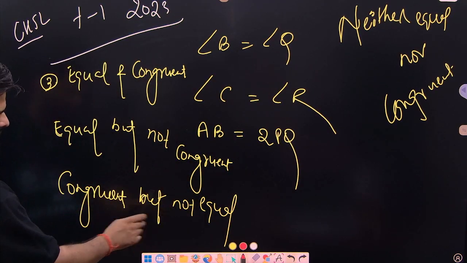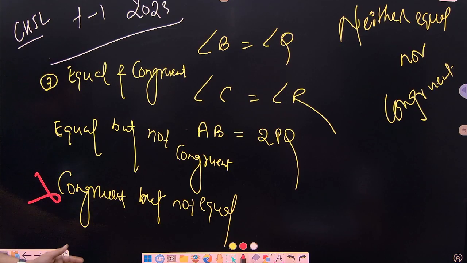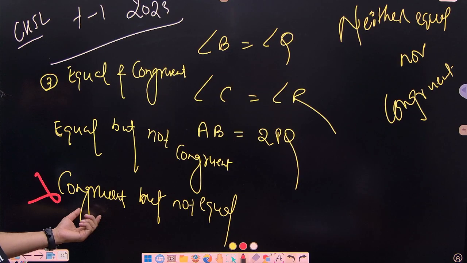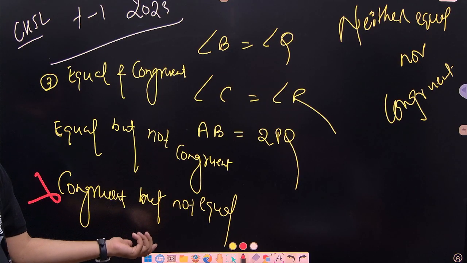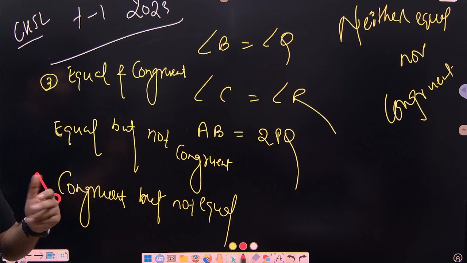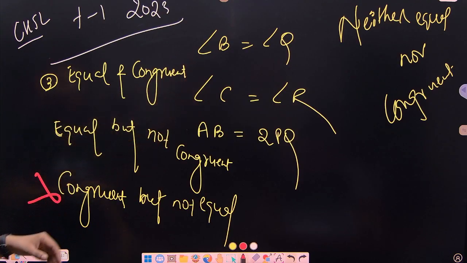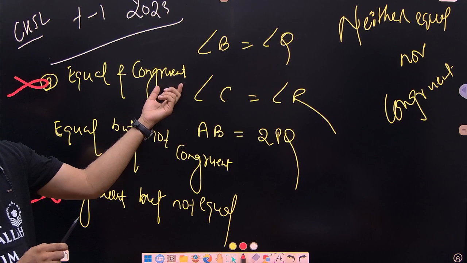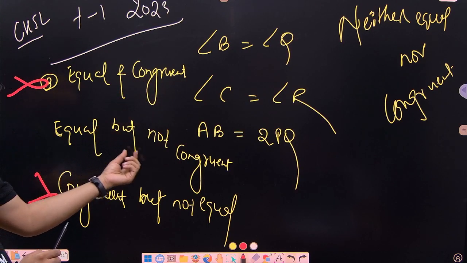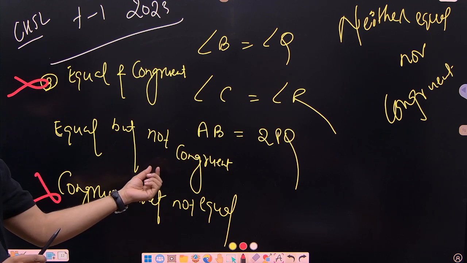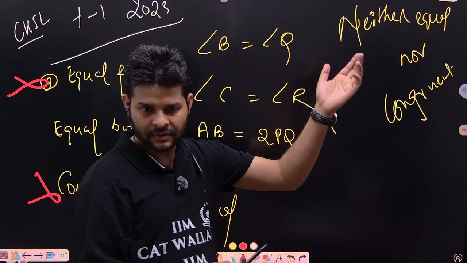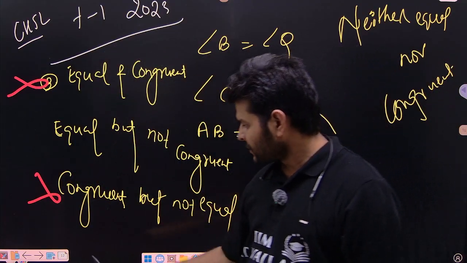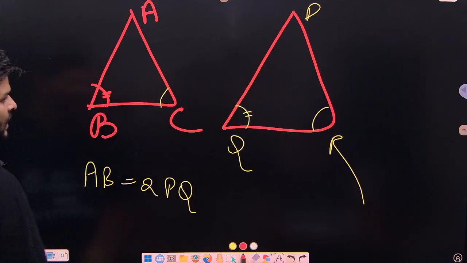Congruent but not equal, this is absolutely wrong, so congruent can't be possible. Equal and congruent is also wrong, because we have been given non-congruent. Equal but non-congruent, this may be the answer.